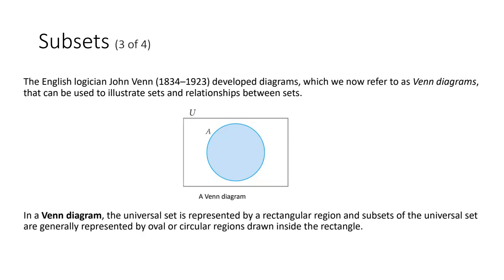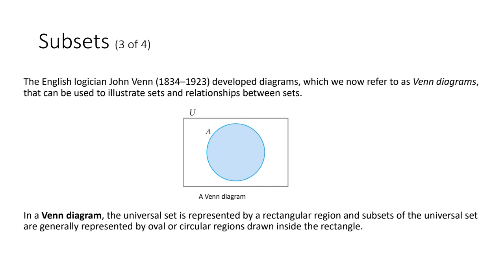Okay, so this is the last part. One of the last things that I want to talk about is Venn diagrams. The name comes from the English logician John Venn, and the idea is that there's always a rectangle which encloses everything. This rectangle represents the universal set, so everything that is considered in a problem is inside that rectangle. And sets are represented typically by circles or oval regions.